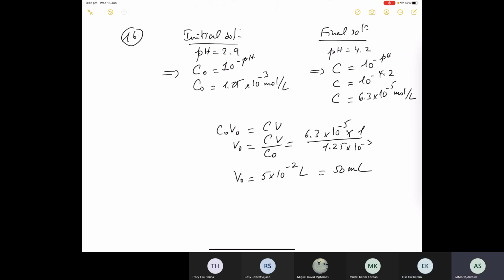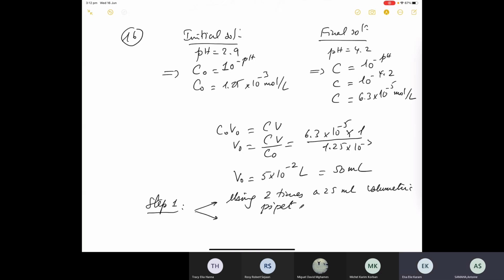Now the procedure as usual. Step 1: here I have two alternatives. Either using 2 times a 25 milliliter volumetric pipette and a pipette filler, withdraw 50 milliliters from the initial solution.